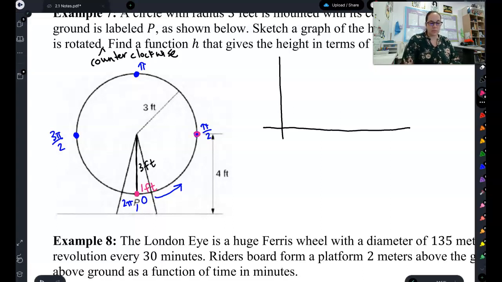Now let's move to my next point at pi halves. I am now centered, so that's going to put me at 4 feet off the ground. Up here at pi, that's going to be 4 feet off the ground up to the center and 3 more feet up to the top. So that's going to put me 7 feet off the ground. Over here at 3 pi halves, we're back at 4 feet because we're centered. And then at 2 pi, we'll be back to 1 foot. So let's graph these.